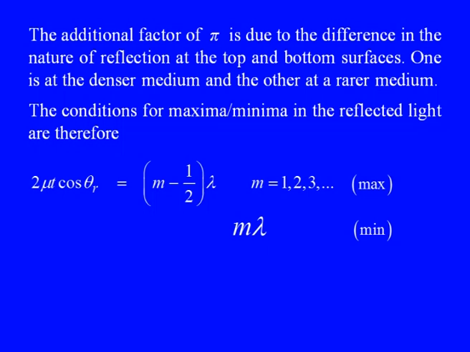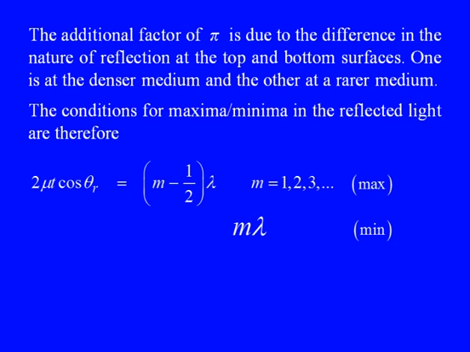Now, this additional factor of π which is there is due to the difference in the nature of reflection at the top and bottom surfaces. The top reflection is at a denser medium, we are assuming that μ is greater than 1, and the reflection at the bottom surface, medium 2 air, is at a rarer medium. So, that is why this additional factor of π is there.